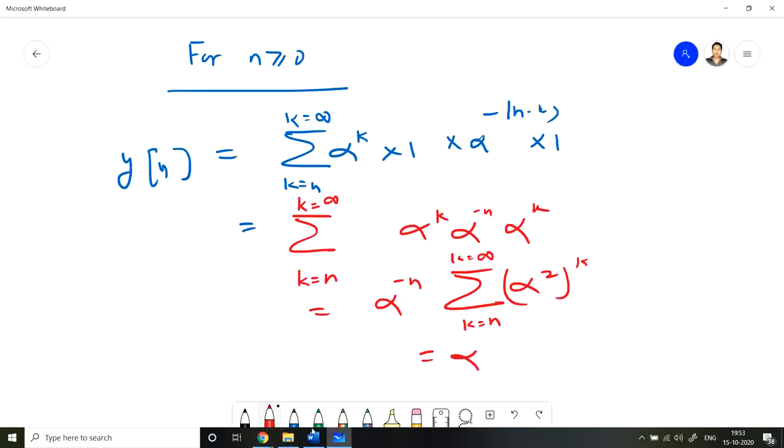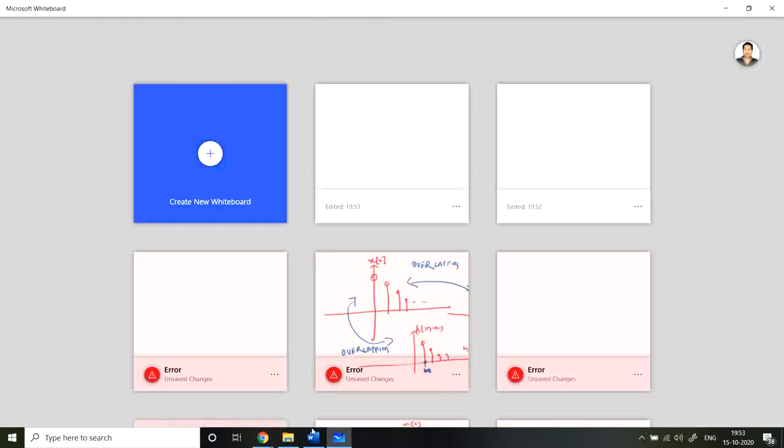So finally we can write it as alpha raised to the power minus n, and it is again an infinite GP, so it is alpha raised to the power 2n divided by 1 minus alpha square for n greater than or equal to 0. So let us write these two relations.